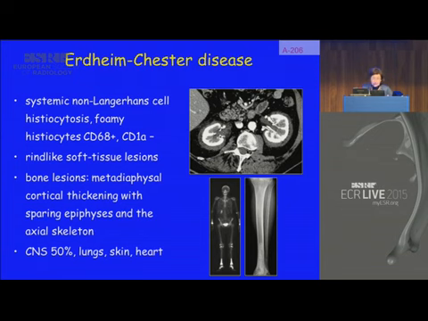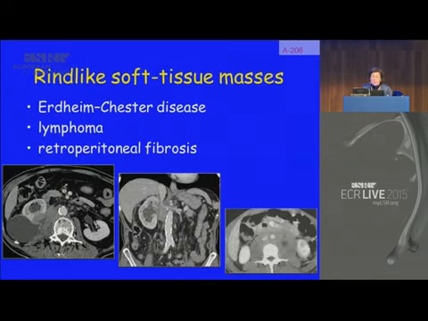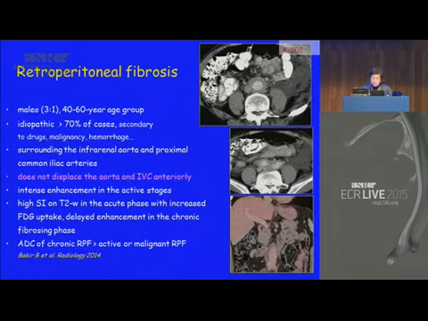differential diagnosis of retroperitoneal soft tissue lesions, and which can be associated with lesions of the central nervous system, lungs, skin, or heart. Retroperitoneal soft tissue masses also include lymphoma, as in these examples, with kidney involvement, with compression of the renal vessels, and rarely with areas of necrosis. They also include retroperitoneal fibrosis with many different causes.